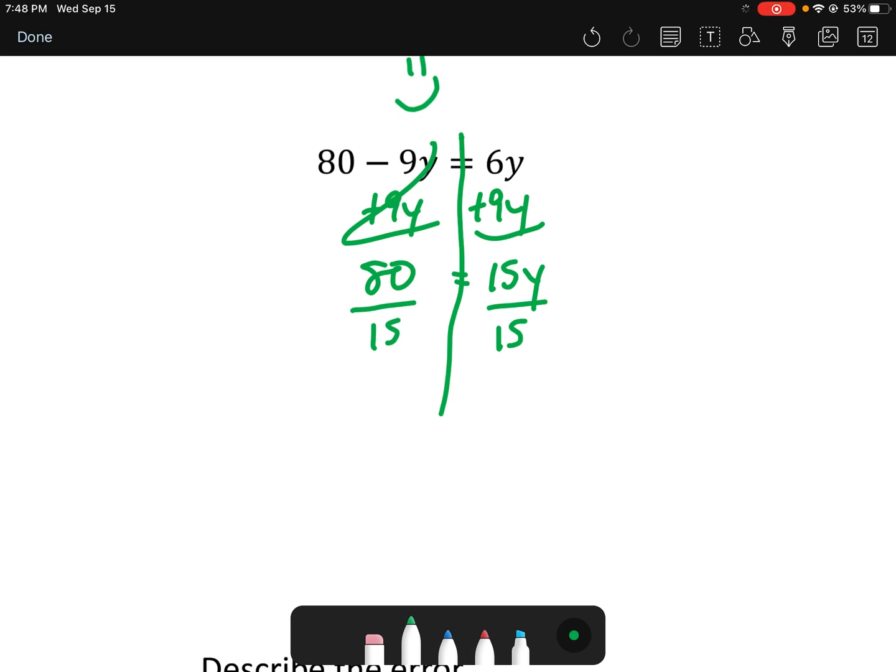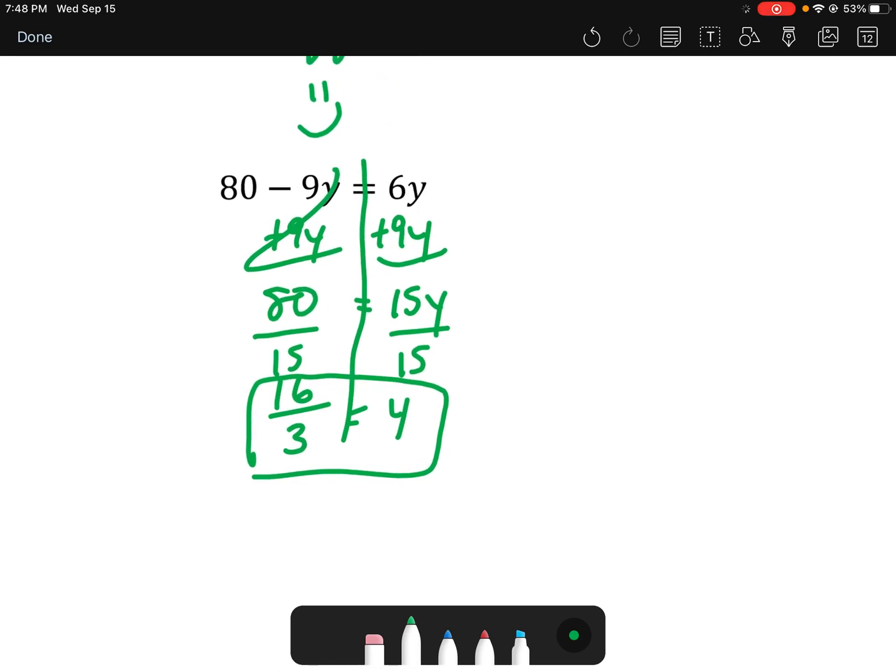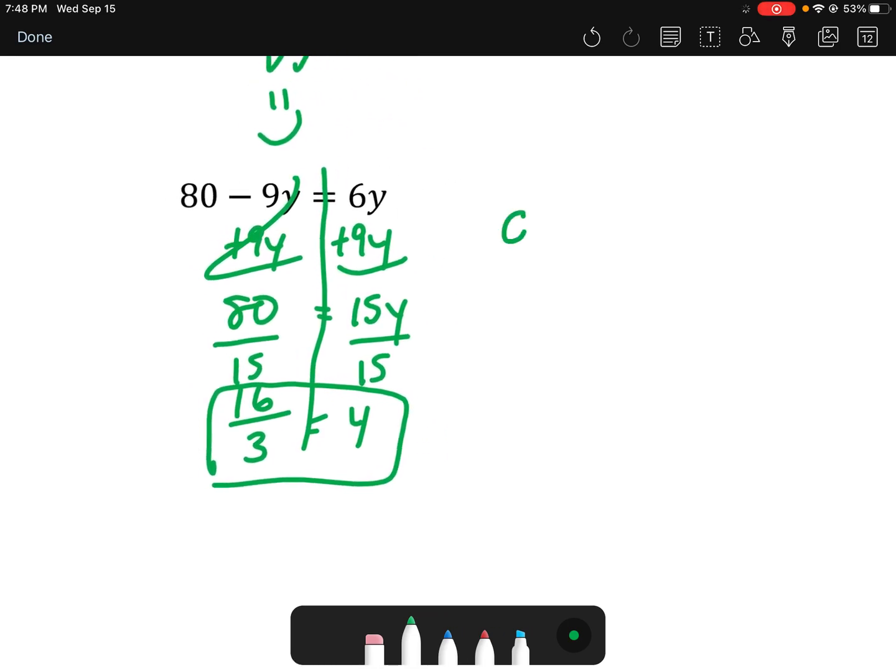Ooh, that's not an even answer. So I have y is equal to, I could take a 5 out from the top and bottom. 80 divided by 5 is 16. Take the 5 from the bottom, that'd be 3. 16/3 is my final answer. Let's check though.